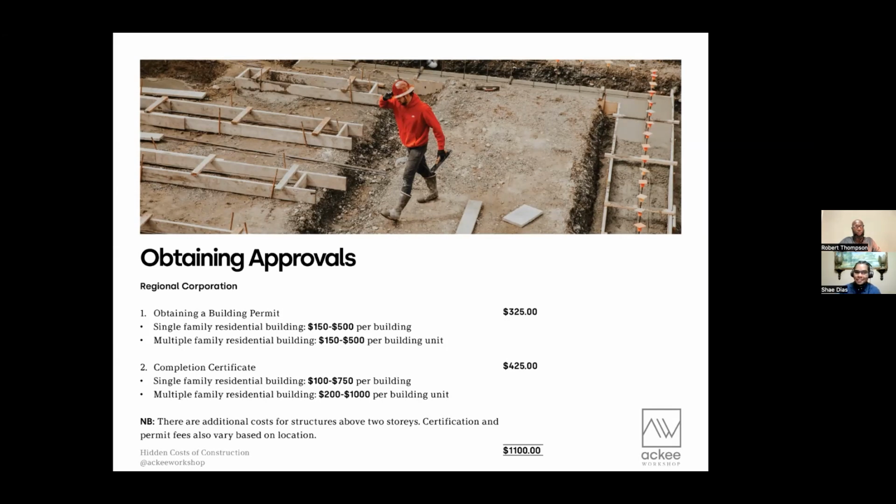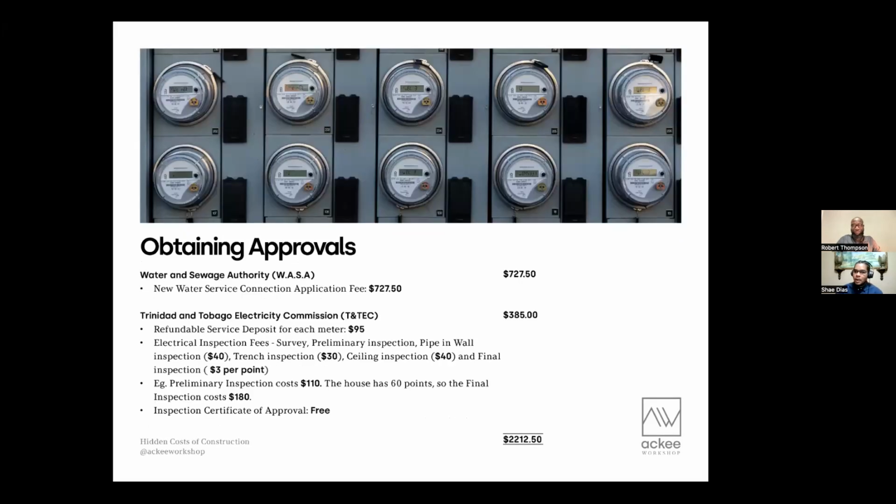So if you would like running water, it's an additional cost. You pay to WASA, the Water and Sewerage Authority. And if you want electricity, that's another additional cost. It'll be $95 per meter, and you'd have to pay for inspections. So you'd have to pay for a primary inspection. For example, they'll do a pipe and wall inspection, which would be $40, a trench inspection, $30, a ceiling inspection, and then you'd have to get another inspection, which is your final inspection, which would be $3 per point. Now, a point would be a point of access for electricity, so that'll be your outlet, your light, and stuff like that.